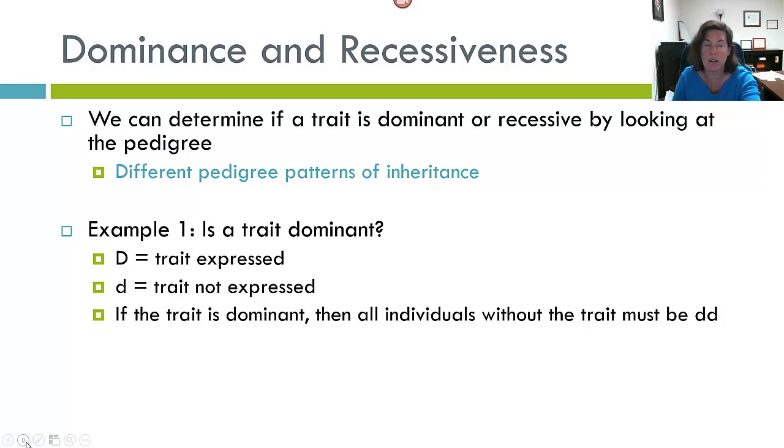We can determine whether or not a trait is dominant or recessive by looking at the pedigree. Different pedigree patterns have different patterns of inheritance. For example, let's evaluate whether the following pedigree is dominant. If it's dominant, the trait will be expressed. If it's recessive, the trait is not expressed, and we'll give it a little d. If the trait is dominant, then all individuals without the trait must be homozygous recessive.